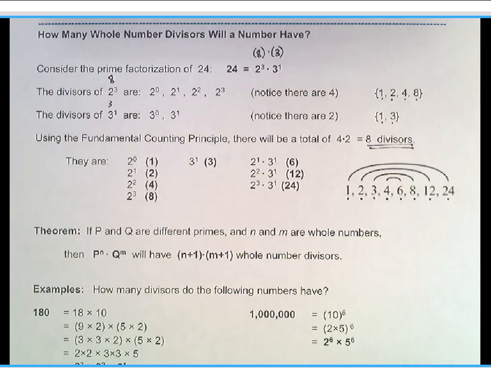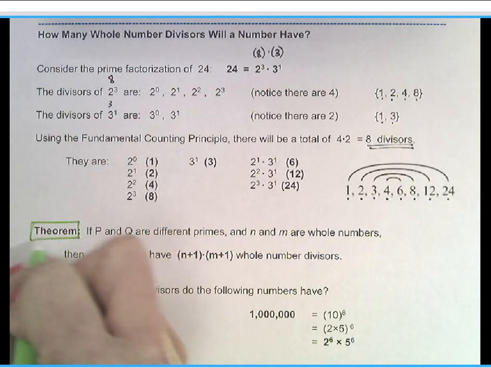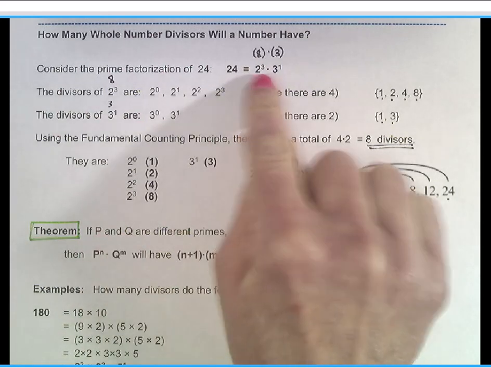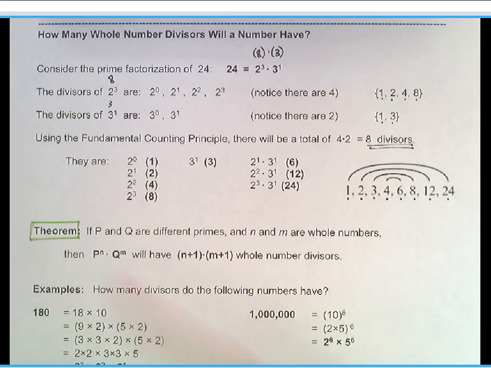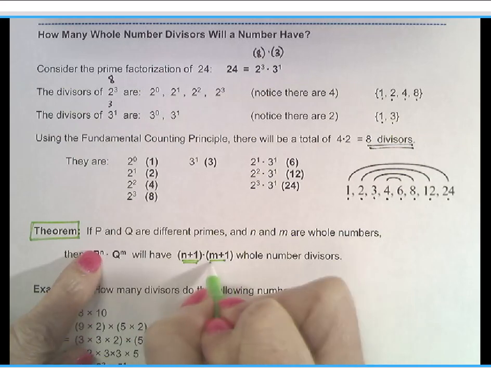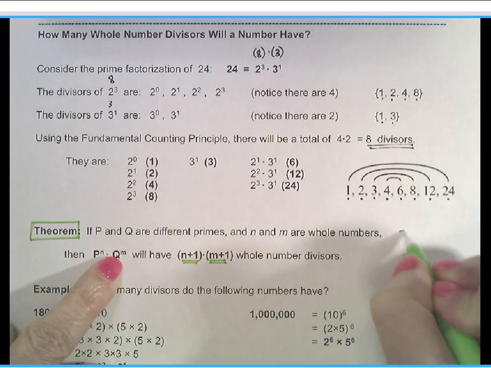Well, luckily in math, there is a theorem for it. And this is how you're going to do this very quickly. It says if P and Q are different primes, like 2 and 3 were different primes for us here, and they have whole number exponents on them, n and m, if you multiply those together, they will have n plus 1 times m plus 1 whole number divisors. So what the heck is that saying?